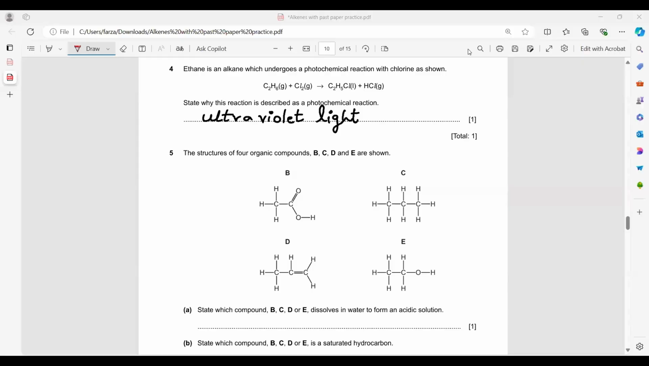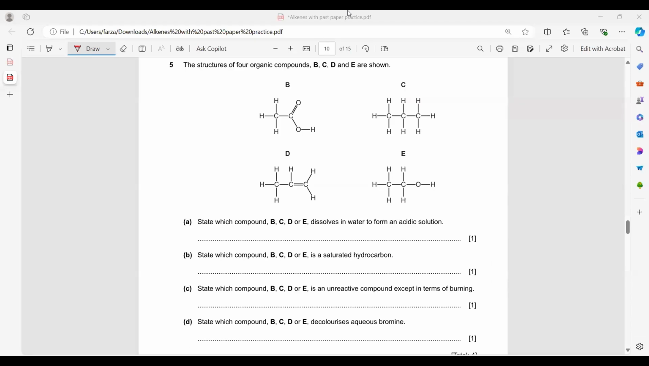So it's ultraviolet light. Okay, let's move on to the next question. The structures of 4 organic compounds, B, C, D, and E are shown. So watch carefully. State which compound. Now this is a question for carboxylic acid. So we'll skip this question and go to the next.